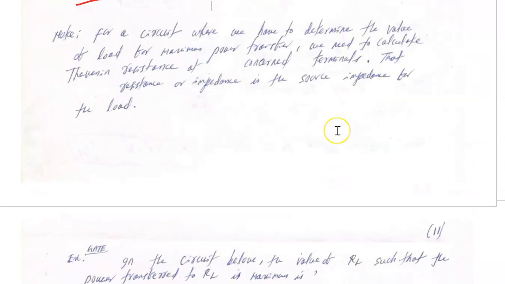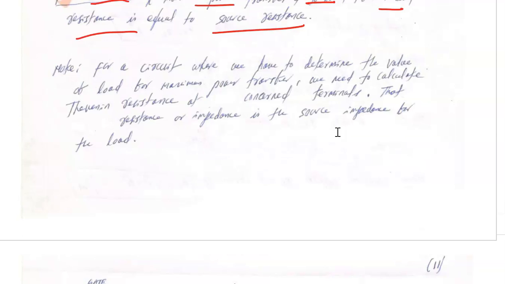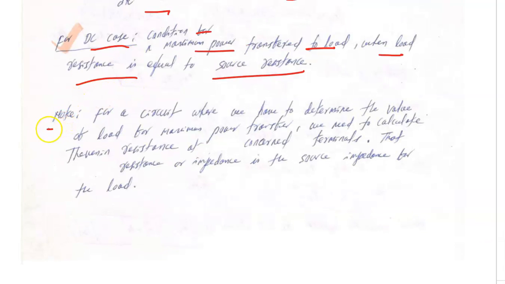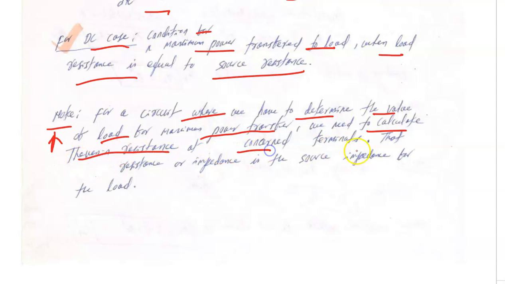Here is also a note point. Though it is trivial, I made a note. For a circuit where we have to determine the value of load for maximum power transfer, we need to calculate the Thevenin resistance or impedance, and that resistance or impedance is the value for that load.